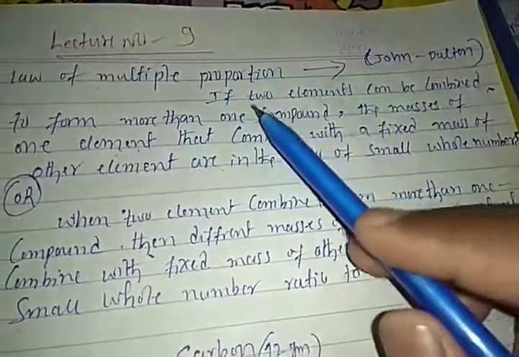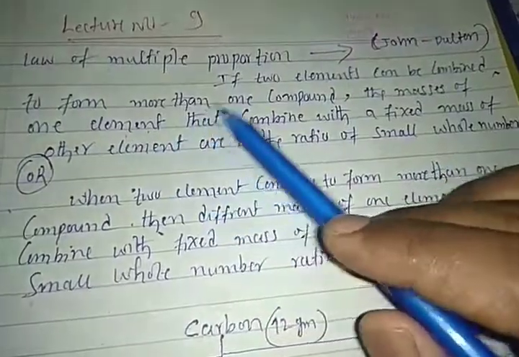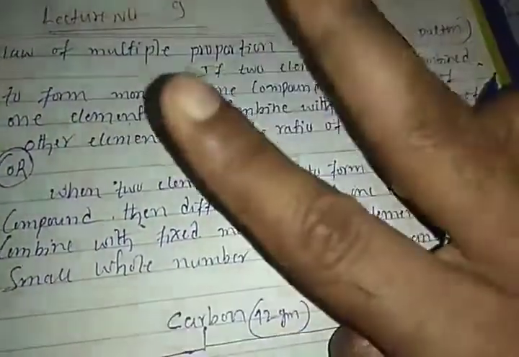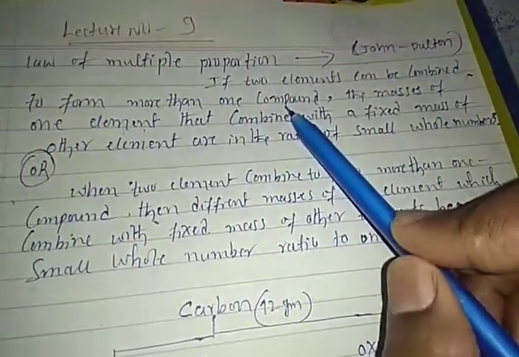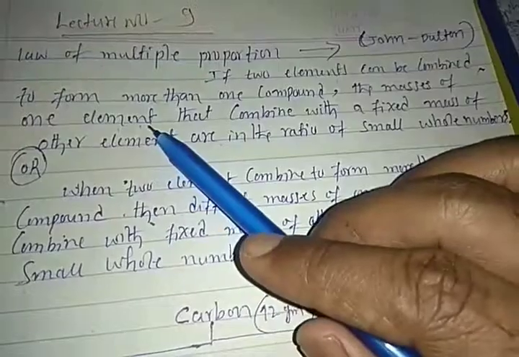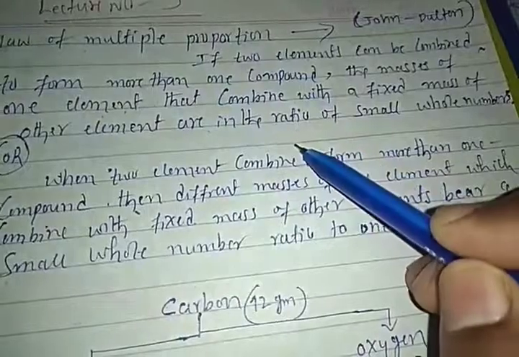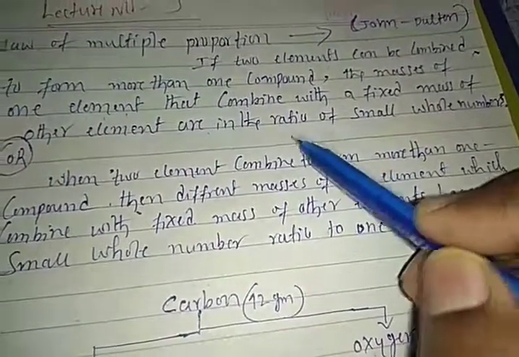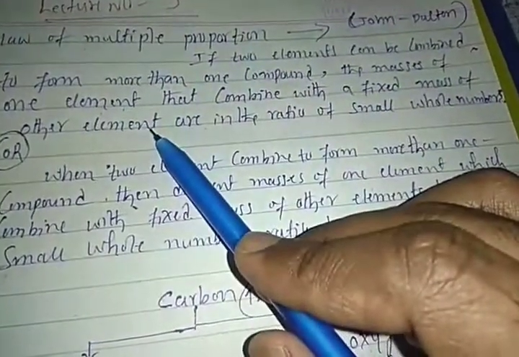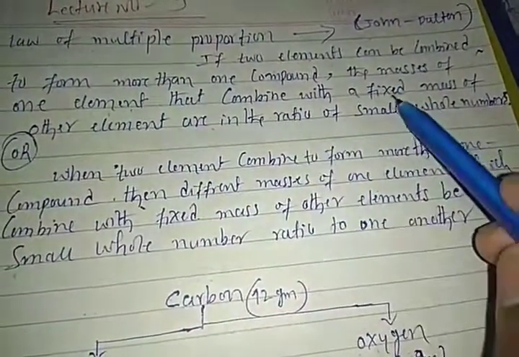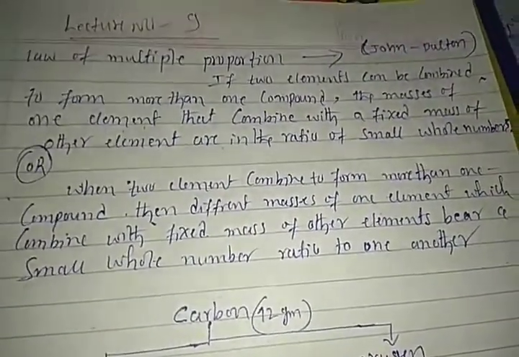If two elements combine to form more than one compound, the masses of one element that combine with a fixed mass of the other element are in the ratio of small whole numbers. The mass of one element is fixed, and it combines with the fixed mass of the other element. The ratio is a small whole number.